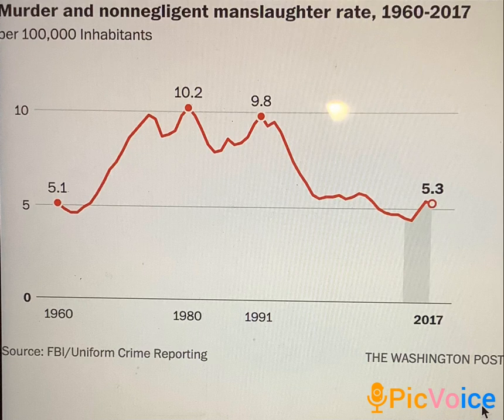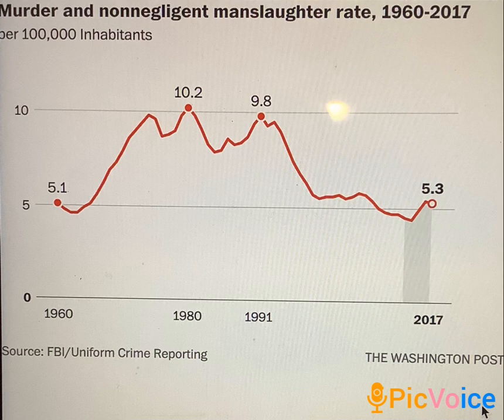I will be analyzing this graph for my presentation. The data that I'm analyzing today is murder and non-negligent manslaughter rates from 1960 to 2017. First and foremost, I wanted to make it clear that this data is only based in the United States, and not in the world.